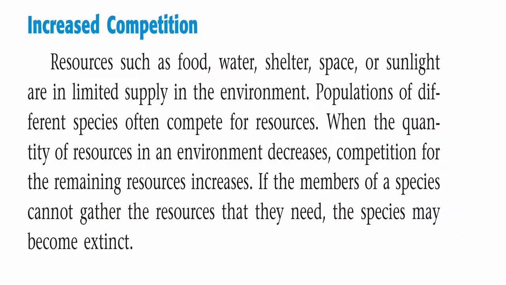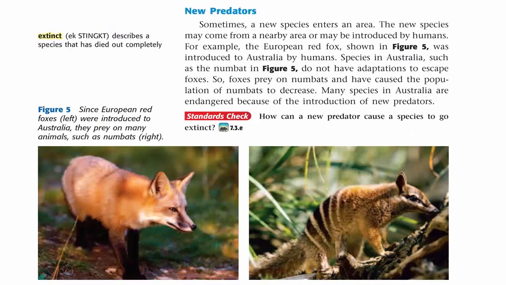Increased competition. Resources such as food, water, shelter, space, or sunlight are in limited supply in the environment. Populations of different species often compete for resources. When the quantity of resources in an environment decreases, competition for the remaining resources increases. If the members of a species cannot gather the resources that they need, the species may become extinct.